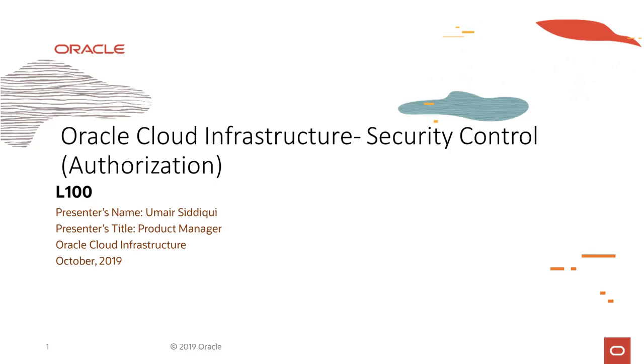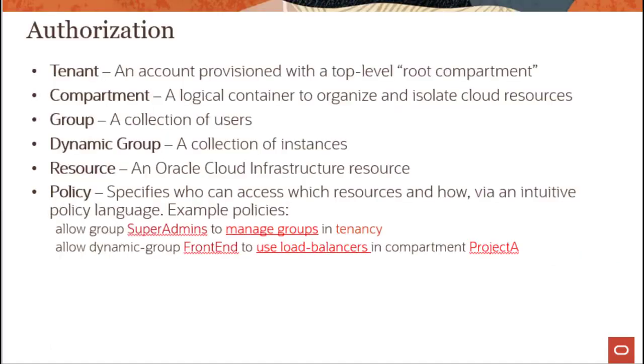So we looked at security controls in terms of authentication. Now let's look at security control from authorization perspective. So authorization is controlled through IAM. And some of the key IAM primitives are resources.